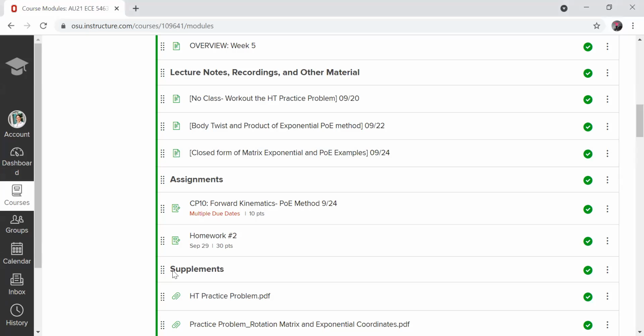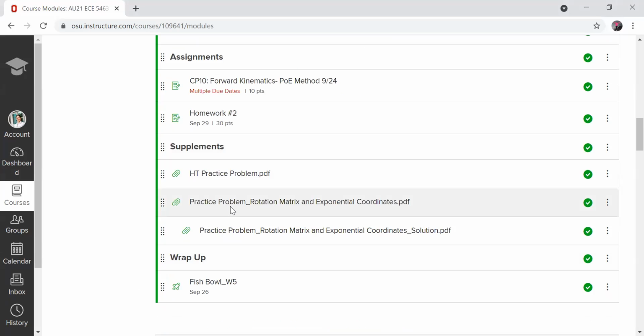So I posted more practice problems about rotation matrix and exponential coordinates, just to help you out. I picked those from your textbook questions and exercises. If there are other exercises that you try to do and you're not sure of your solution, just email me your solution. I will check with the solution manual.